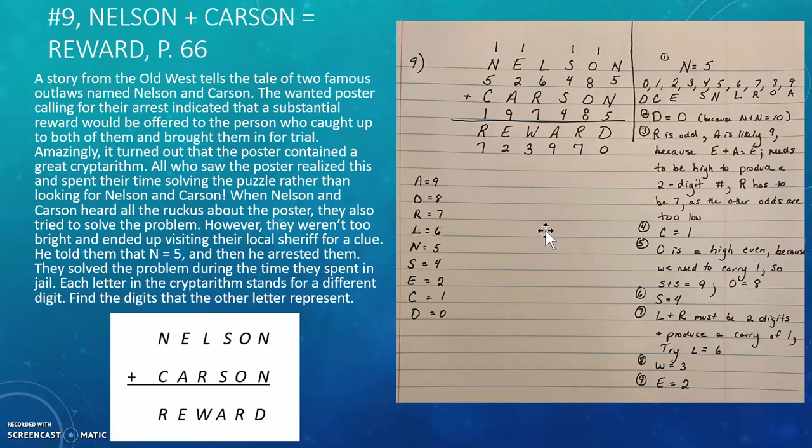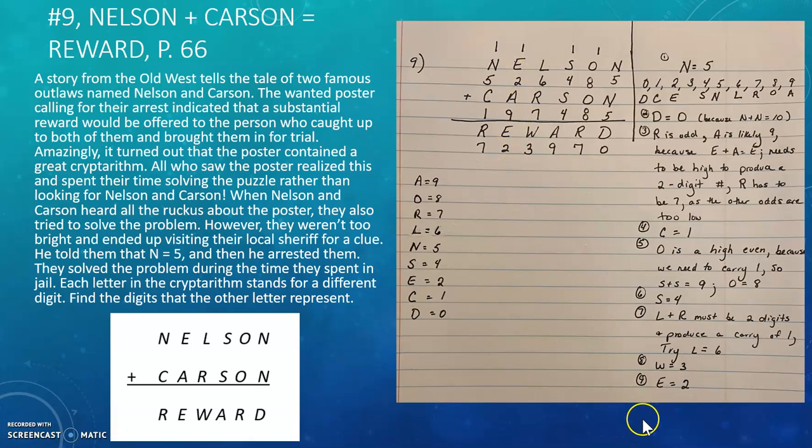L and R, which are left in this column, must be 2 digits that produce a carry of 1 because I need this carry of 1 up here. So I go ahead and let L equal 6 because I already knew that R had to be 7. When that happens, that automatically makes W a 3, and that gives me that carry of 1. And I know that if I carry that 1 up here and I have a 9 here, and I put a 2 in for E, that will produce a 12 when added all together, and that allows that mirror image to occur.